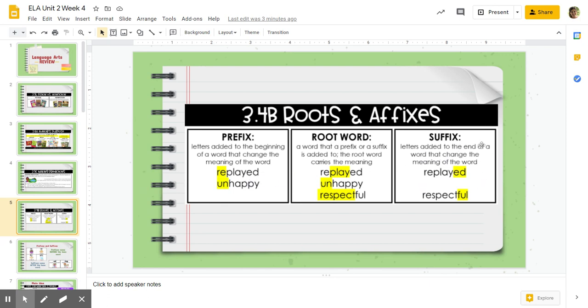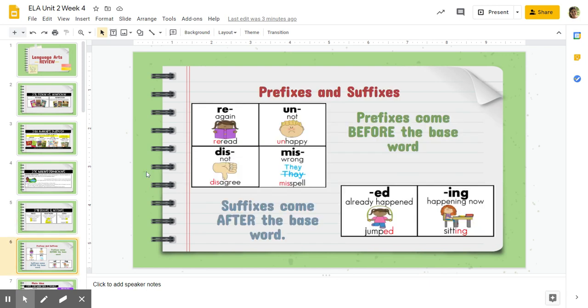Same with our suffixes. They're letters added to the end. Here we have the same word that we had for our prefixes, replayed, but now the ed at the end of the word is highlighted. Replayed. We have respectful, full, meaning you are full of something, so you are full of respect. And here are some more examples. So we have re, which means again. So if you reread, you are reading again.